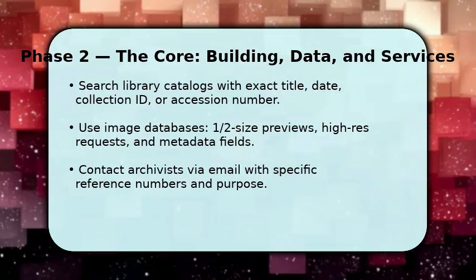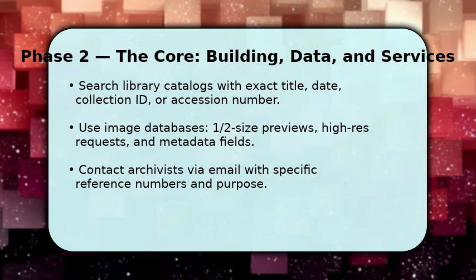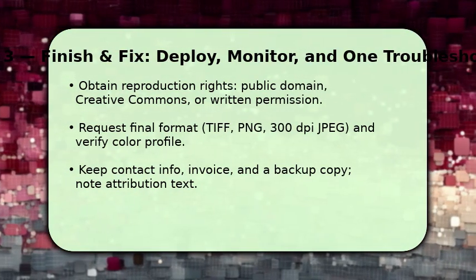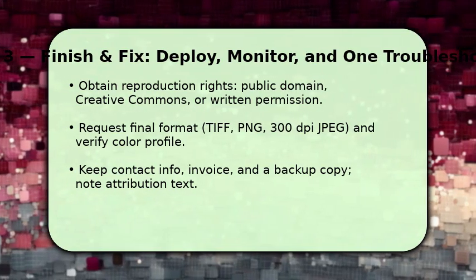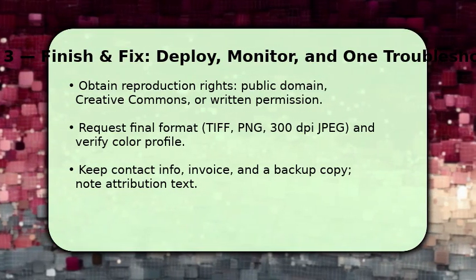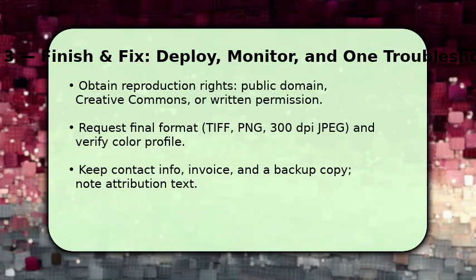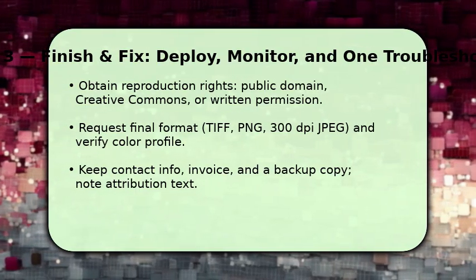Complete the process by confirming usage rights and downloading the final file. Verify the format and resolution. Request TIFF or 300 dpi JPEG for print, PNG for web with transparency. Once done, obtain written permission or confirm public domain status and save a copy of the license or email.